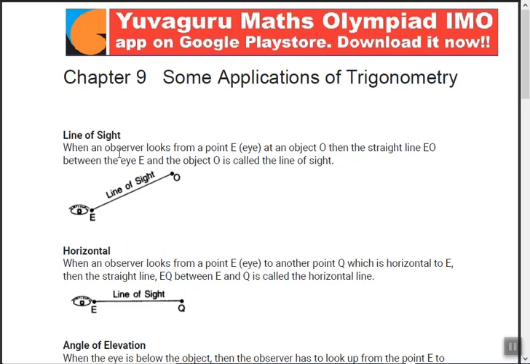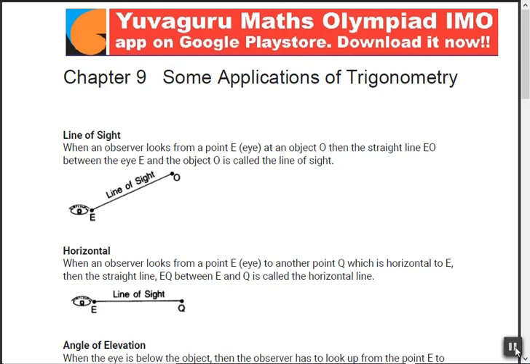Line of sight means what you see. Suppose I am seeing this computer, then that is my line of sight. If you are seeing something on the road, then the line from your eye to that object is known as the line of sight, a straight line. When an observer looks from a point E to an object O, the straight line EO between E and O is known as the line of sight.